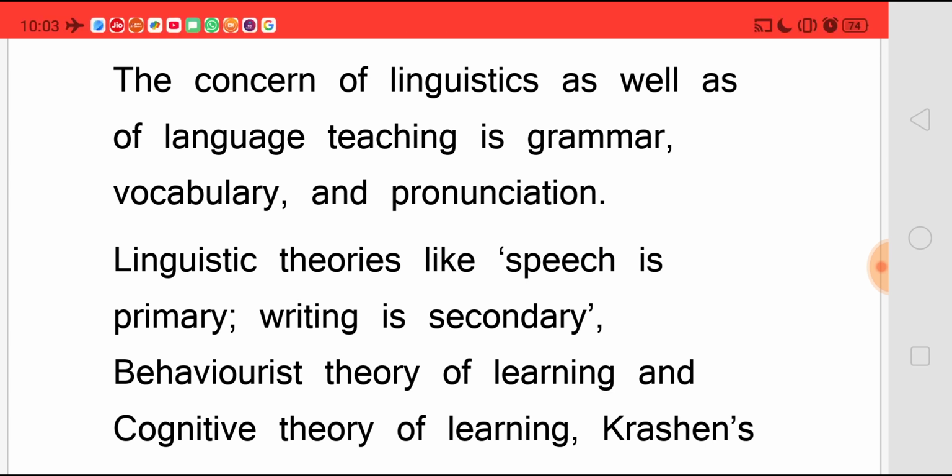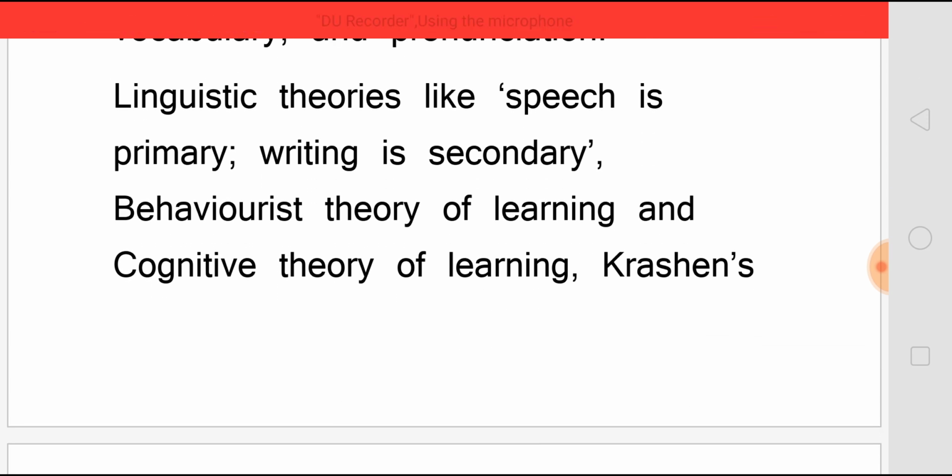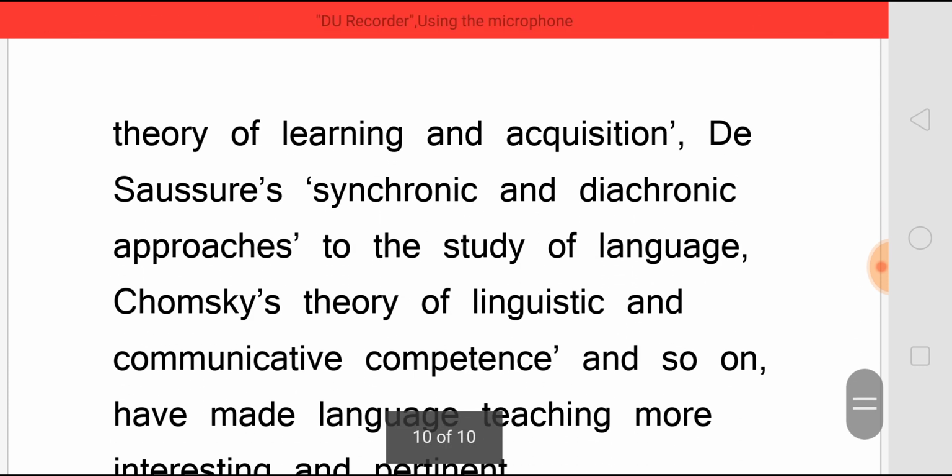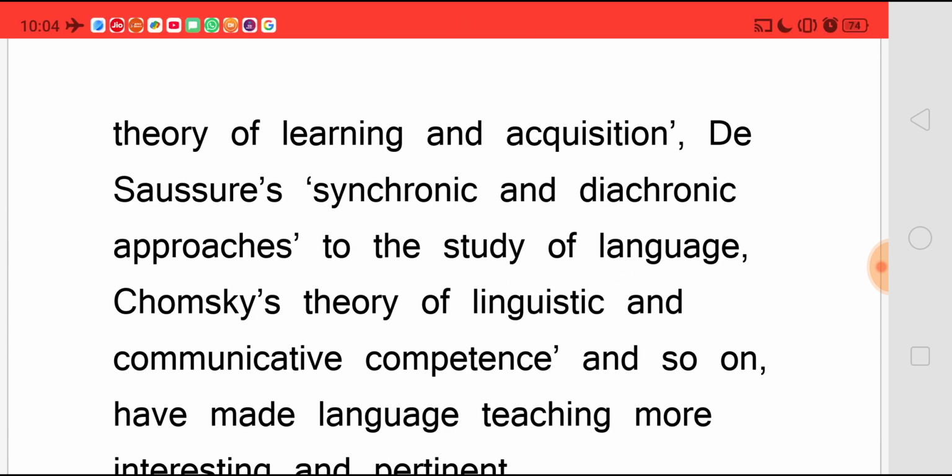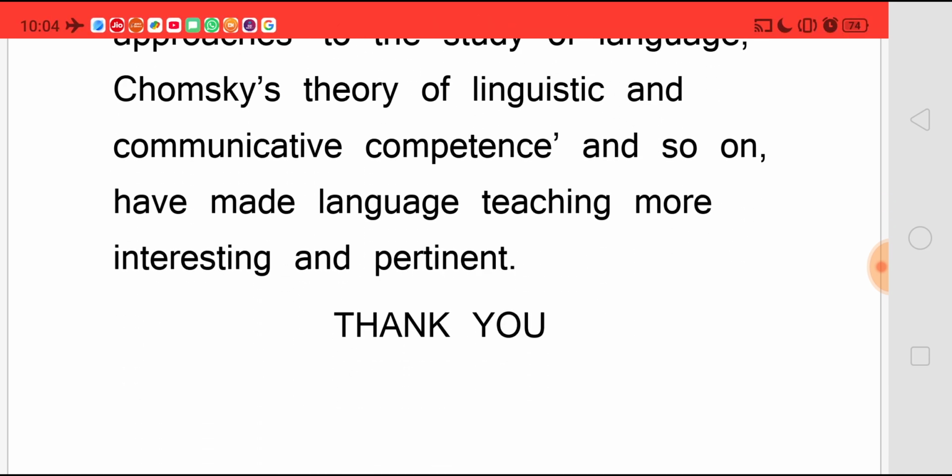Linguistic theories like speech is primary, writing is secondary, behaviorist theory of learning and cognitive theory of learning, Krashen's theory of learning and acquisition, De Saussure's synchronic and diachronic approaches to the study of language, Chomsky's theory of linguistics and communicative competence, and so on, have made language teaching more interesting and pertinent.